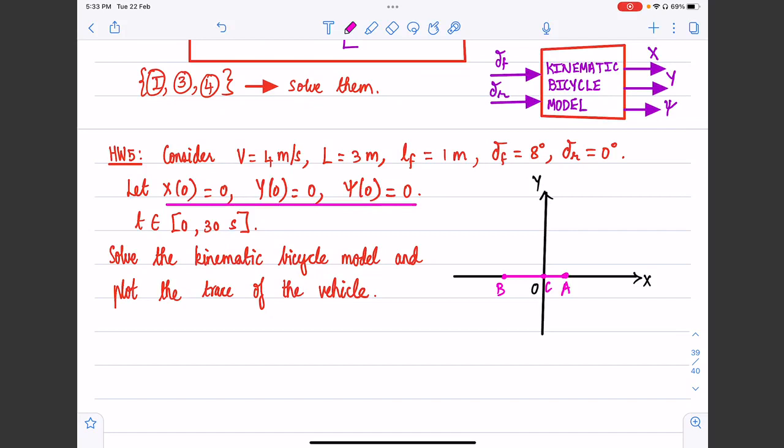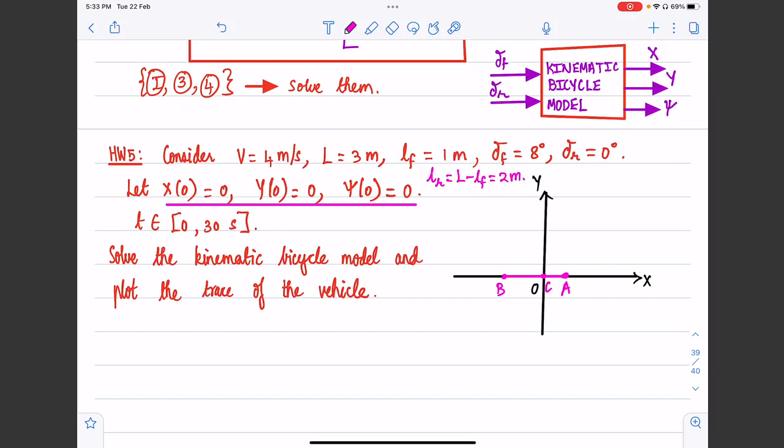Of course, LF is 1 meter. That means that LR is 2 meters. So the CG is closer to the front than the rear, which is why I have drawn the line segment like that. Please note that LR is going to be capital L minus LF, which is 3 minus 1, so 2 meters. That is something we can obviously realize.